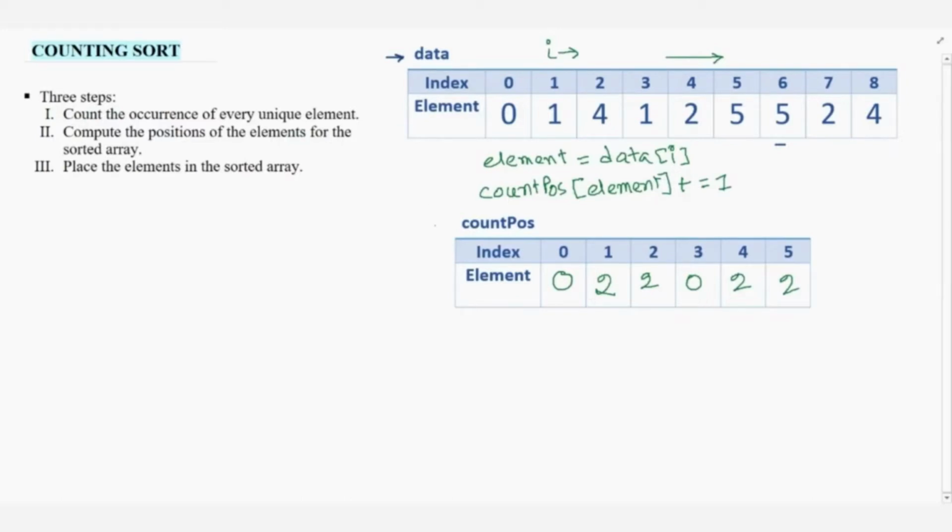Next we update the count position array. The updated values in the count position array will represent the places of the elements in the sorted array. So the sorted array position for 1 is 2. The sorted array position for 2 is 4. And the sorted array position for 5 is 8. So to compute this, we can use the following pseudocode.